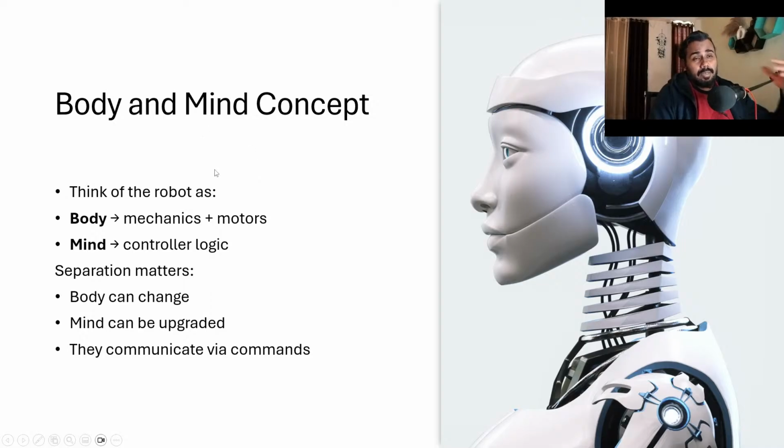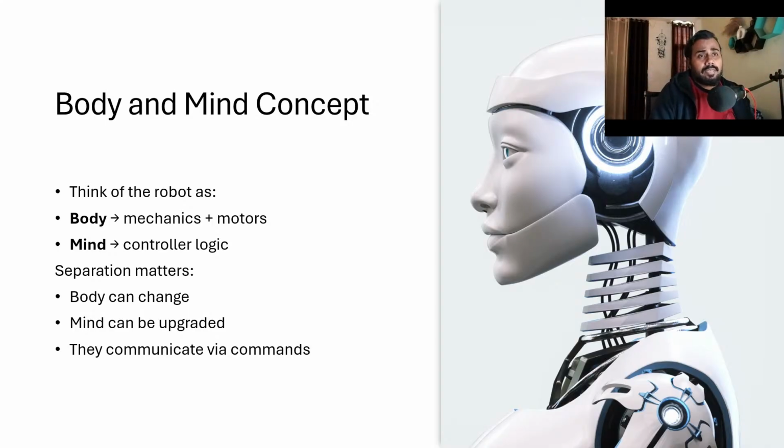Body and mind concept: why do we separate these things, why don't we mix them in just one? The main reason is to think of robots as body, mechanics plus motors. The motors and mechanics are separated from the mind. We can integrate them later, when everything is matured and we have built something controllable and manageable, with proper testing and everything else. We can merge these things into one as well. But for now, we are going to keep it separate.